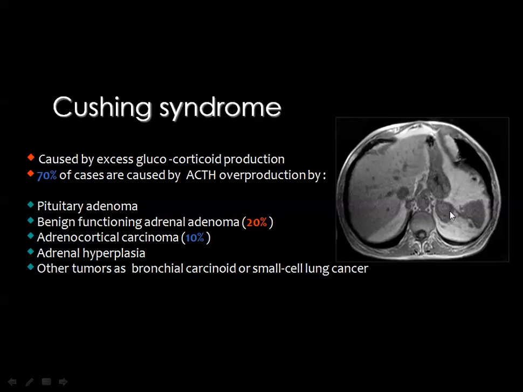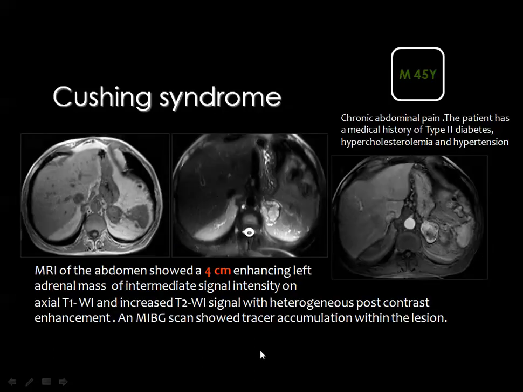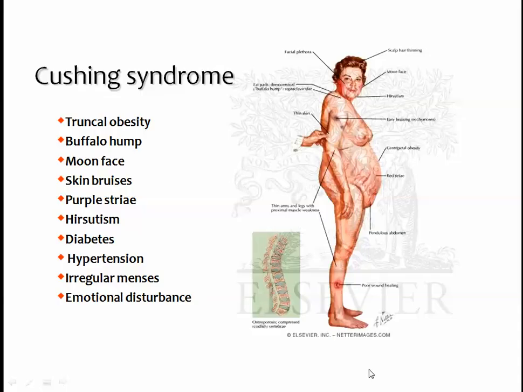Then you see in this MRI T1 weighted image a mass in the region of the left suprarenal gland. This is a patient with chronic abdominal pain. The patient had a medical history of type 2 diabetes, hypercholesterolemia, and hypertension. The MRI showed about a 4 centimeter enhancing mass in the left suprarenal gland.